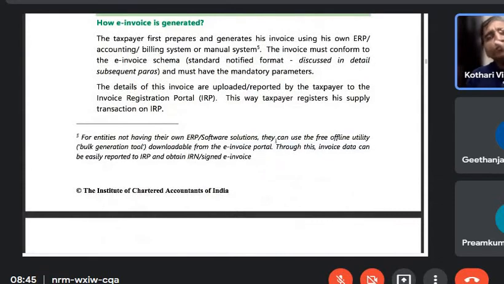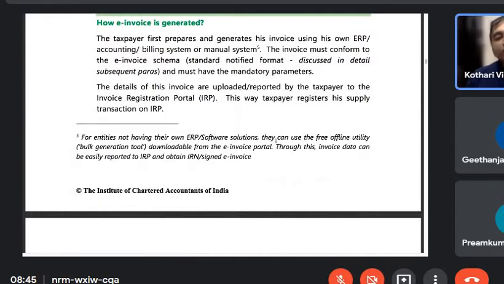So what is the procedure to generate the e-invoice? First, you prepare your own invoice. Nowadays software like Tally and many other accounting software are there where you can prepare your invoice. Then you go to the invoice portal. On the invoice portal, first create a login and register yourself.